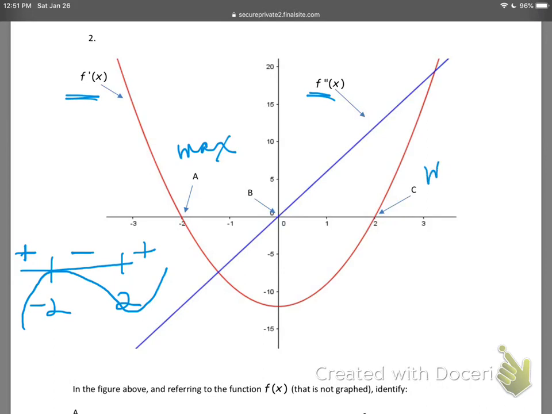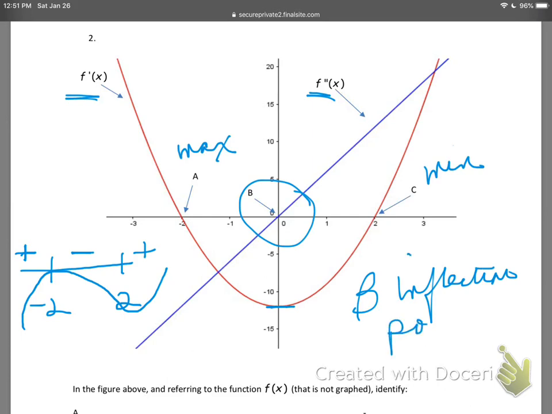C is going to be a min by virtue of that sign chart. Now, look at this point right here. What is that? Well, that is the vertex of the first derivative. It's also the root of the second derivative. So B is the inflection point. So it's the inflection point of the original function.